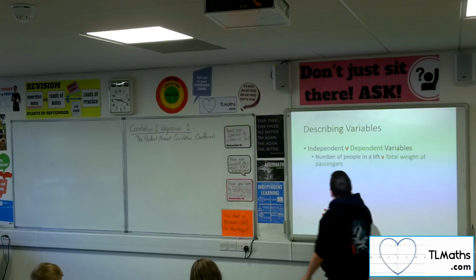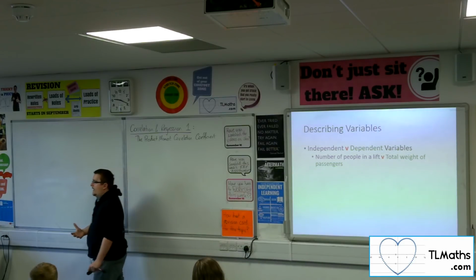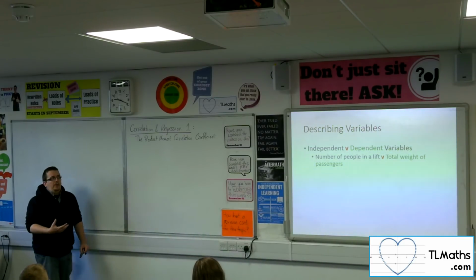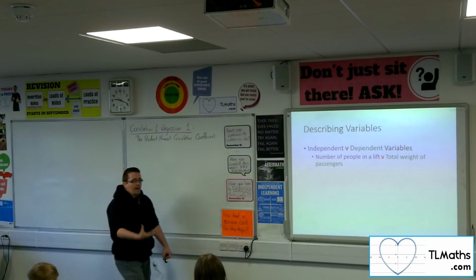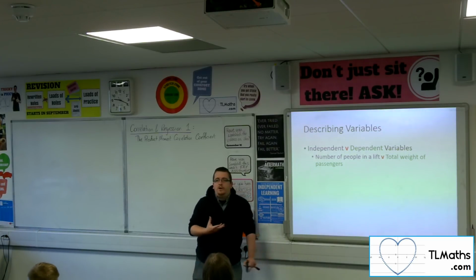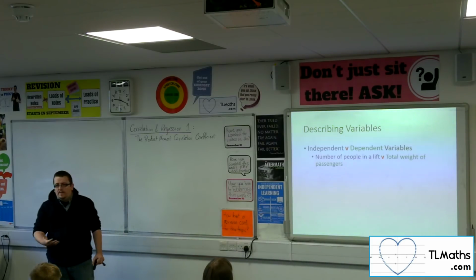So the independent variable is kind of like one that we have somehow some kind of control over. That's not always the case, but if you have some kind of control over that variable, then usually that's the independent one.